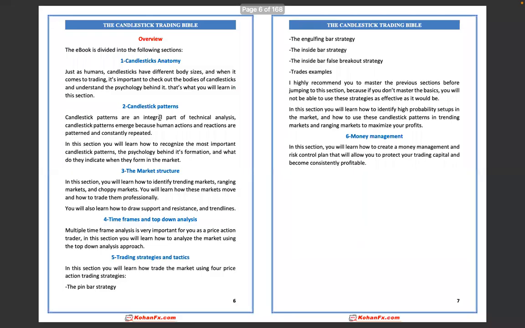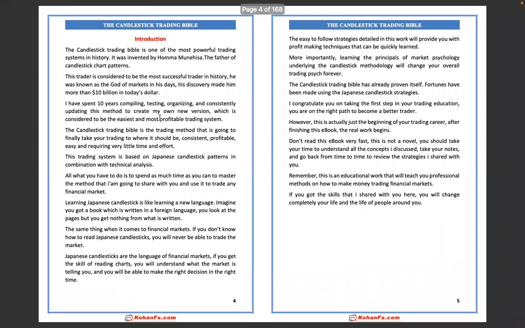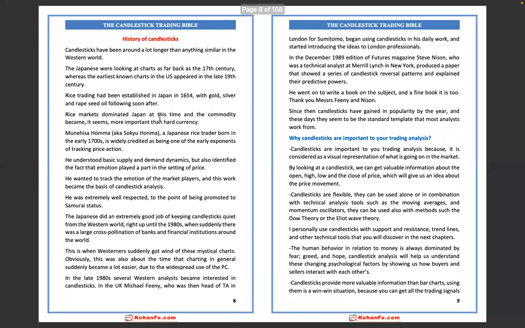Okay, good. So this is the book. All right, and then I think there is a history or something. We don't need it. History of candlesticks, not very needed. We go straight to business.